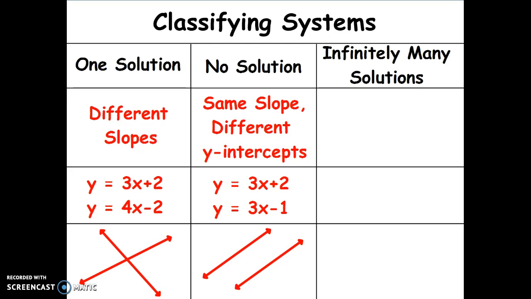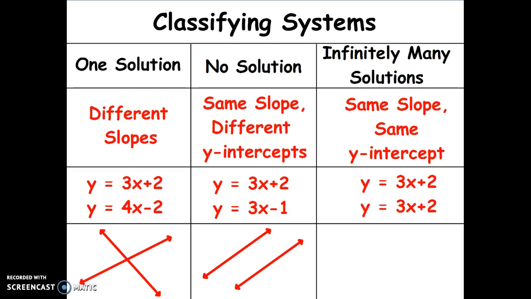Lastly, we have infinitely many solutions. They have the same slope and same y-intercept. So essentially what you're looking at is the exact same equation. And what that looks like on a graph is the exact same line, because it's going to be the same line graphed on top of the other line, okay? It's the exact same equation, exact same line.